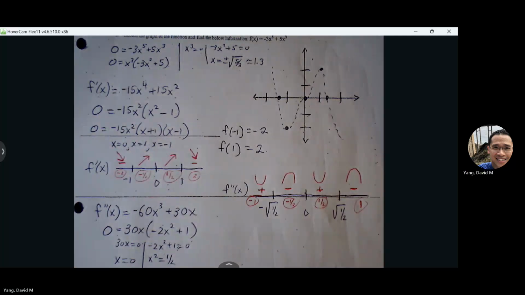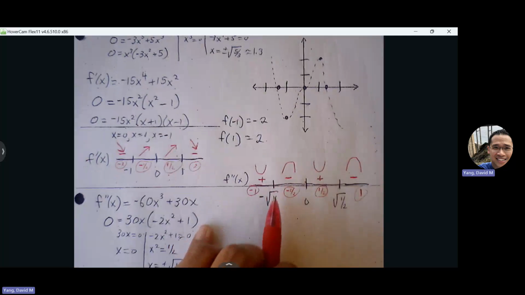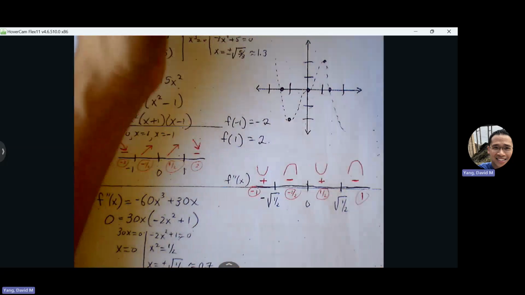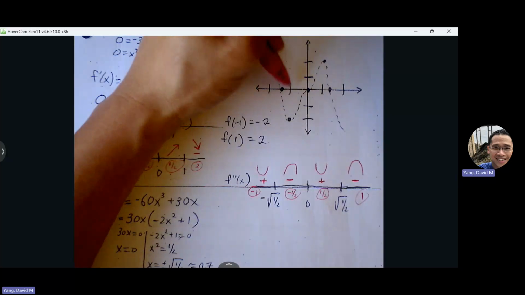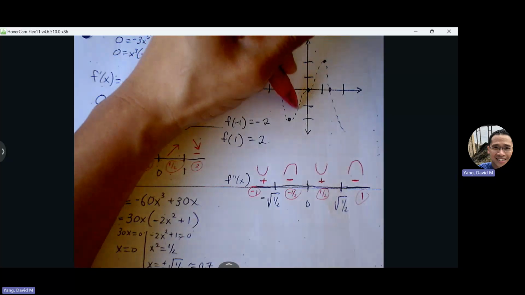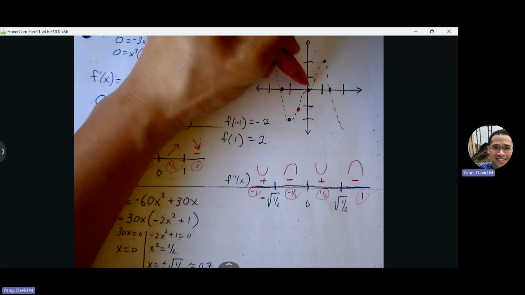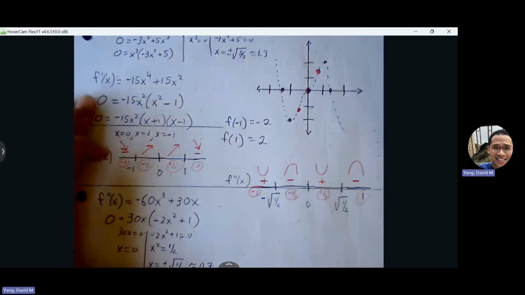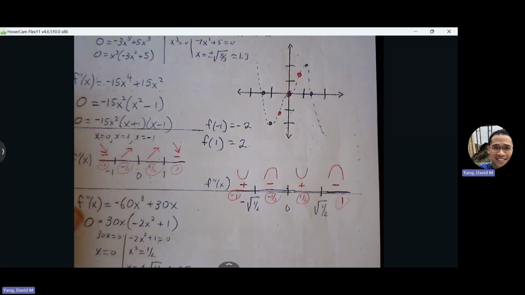Okay. Any questions so far? So we know there's points of inflection at -0.7, 0, and 0.7. So just estimate where those values are. Wherever your graph lands at -0.7, highlight that point, at 0, 0, and then at 0.7. So those are your anchor points for when your graph is going to experience a change in concavity.